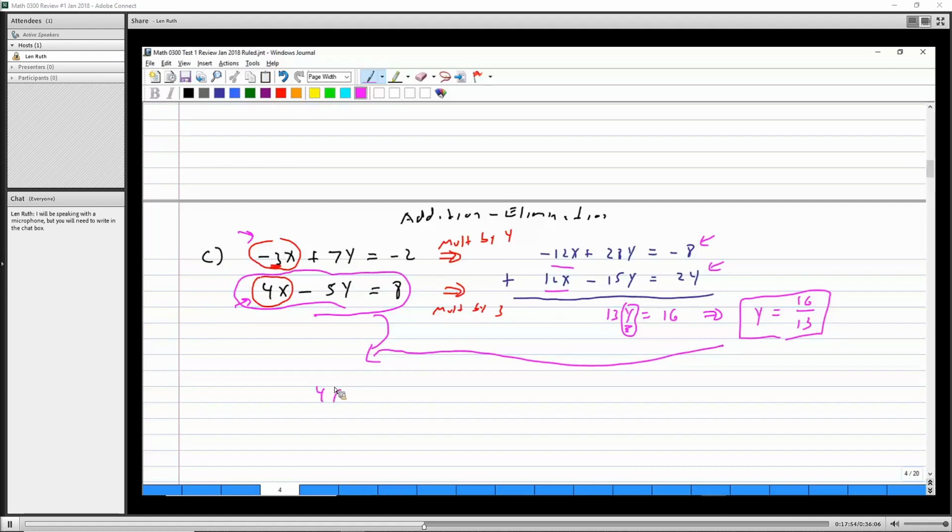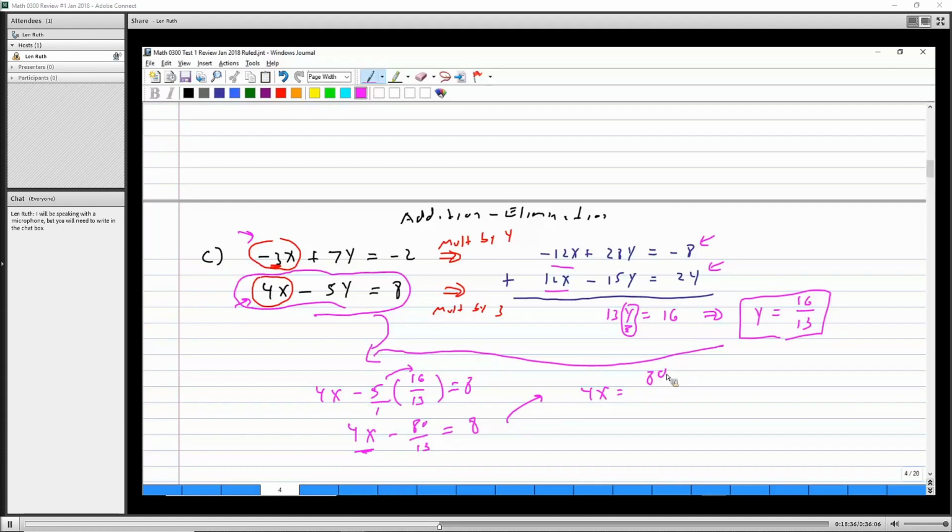So now it says 4x minus 5 times the y, which is 16 over 13, equals 8. So 4x minus the 5 times the 16, that'd be 80 on the top, and then still 13 on the bottom. If it helps, you can put the 5 over 1, so they're both fractions. And then you just multiply the tops, get the top. Multiply the bottoms, get the bottom. Right side is 8, and then we're trying to get to the x. So first add 80 over 13 to both sides.